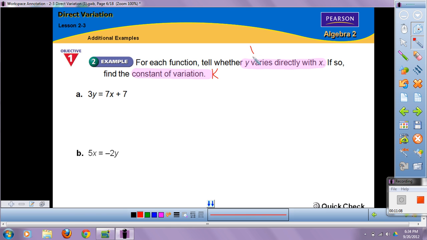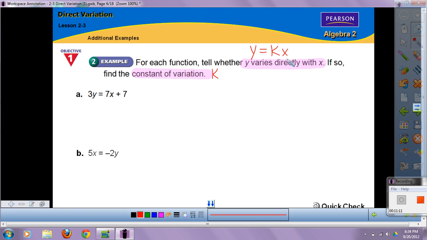So they're asking, is it a direct variation equation? Remember what direct variation equations look like. It's just y equals a number times x. That's it. We can't have plus anything else, minus anything else. It can only be y equals a number times x. That's it. And so we gave some examples of that earlier.